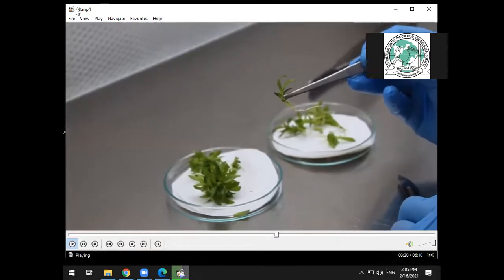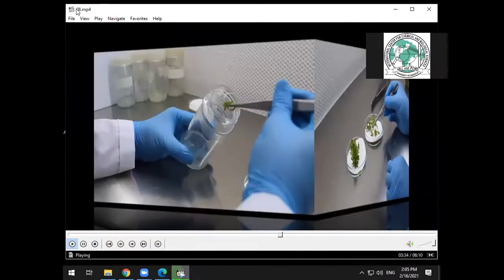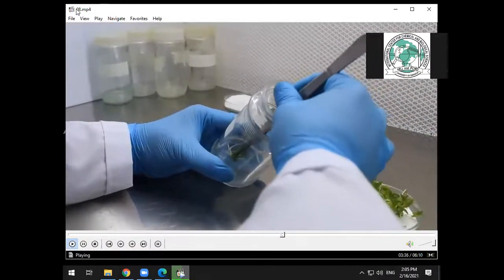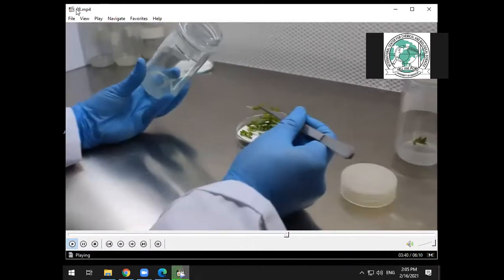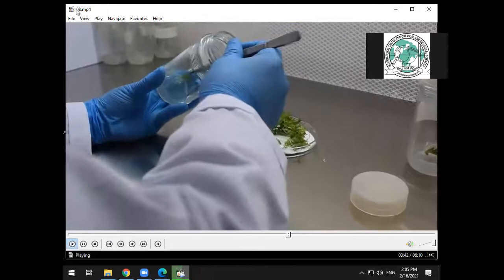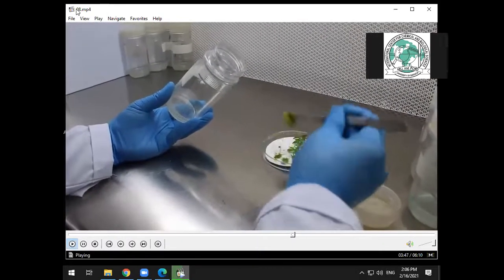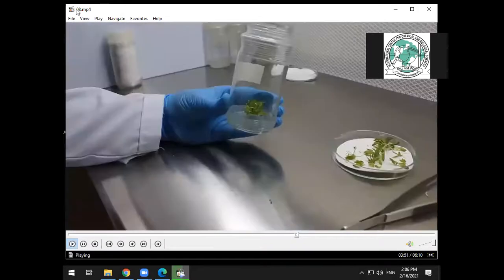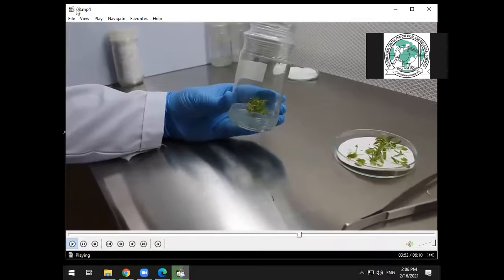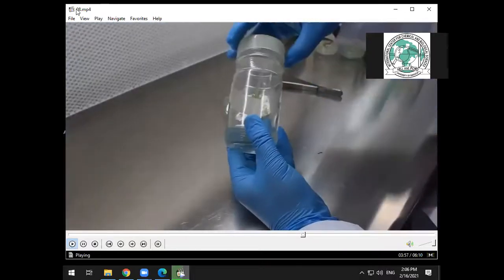As you can see, it is a well-developed shoot. Shift it into the rooting media. You can shift a single shoot or a bunch of shoots. Cover the jar with the cap.